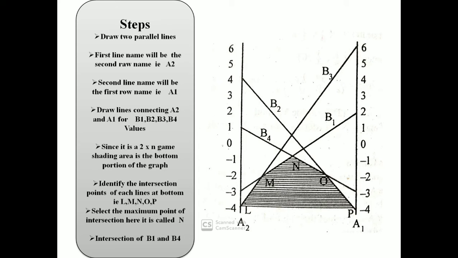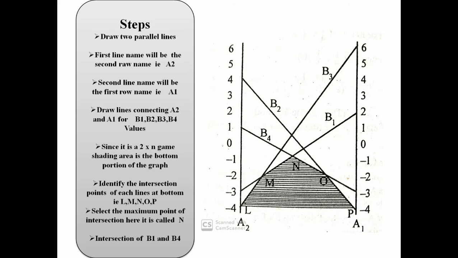So then you assign the values like L, M, N, O, P. You can give whatever name you like. Then you identify the maximum point or the highest point in that shaded area. So here you can see that the highest point or the maximum point in that shaded area is N.